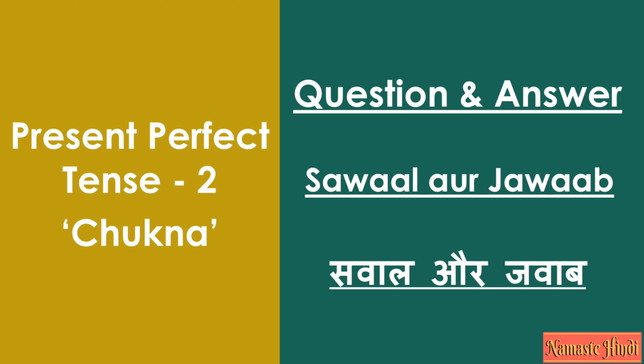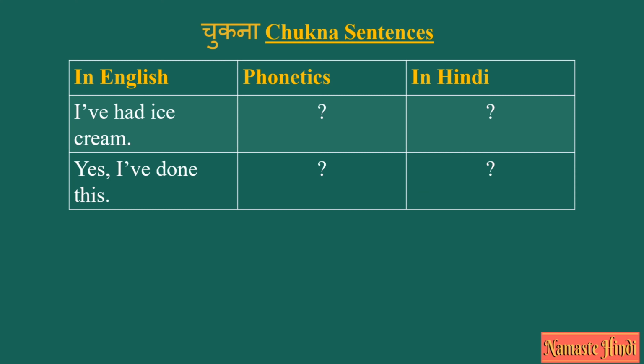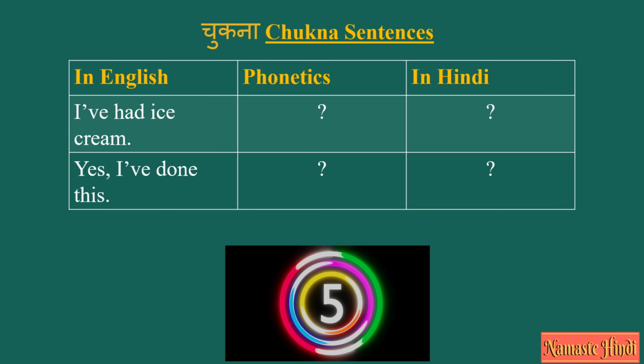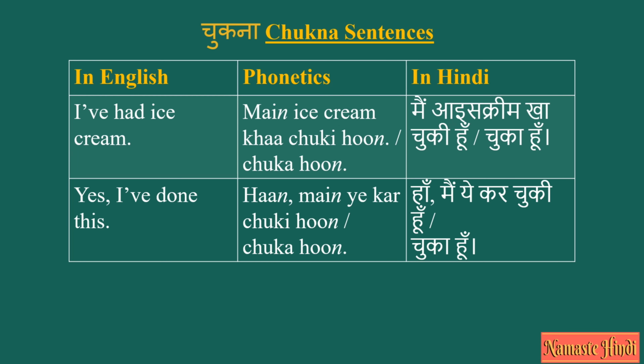Question and answer. Sawal or jawab. Try to fill in the question mark on the screen to see how much you have learned. I've had ice cream. For feminine subject, it would be मैं आइसक्रीम खा चुकी हूँ. For male, मैं आइसक्रीम खा चुका हूँ. Yes, I've done this. For feminine, it would be हाँ, मैं ये कर चुकी हूँ. For male, हाँ, मैं ये कर चुका हूँ.